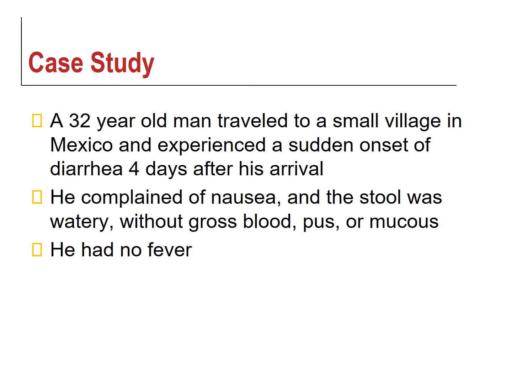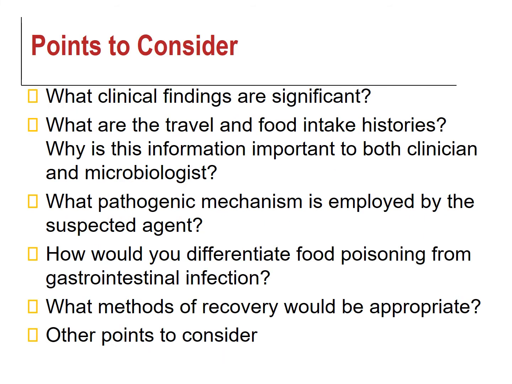So in evaluating a foodborne illness or a gastrointestinal infection, these are some points that we would like to consider. Which of the clinical findings are significant? What are the travel and food intake histories? And why is this information important to both the clinician and the microbiologist? What pathogenic mechanism is employed by the suspected agent? And how can we determine that pathogenic mechanism?